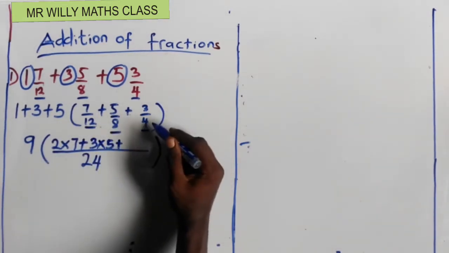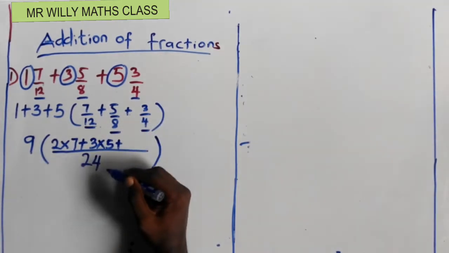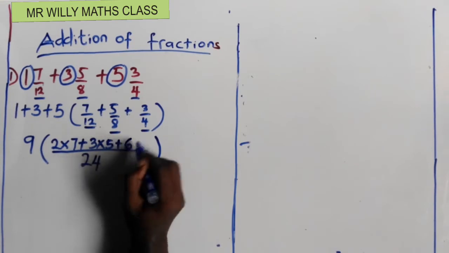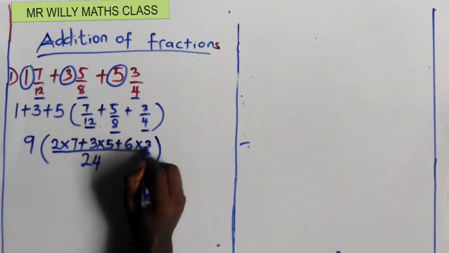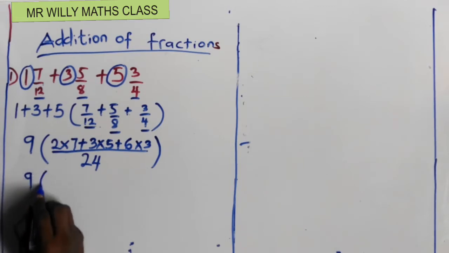The denominator for the next fraction is 4. You ask yourself, how many 4 can I see in 24? That is 24 divided by 4. That will be 6. Then you multiply with the numerator. You move on. So you have 9 and the bracket.